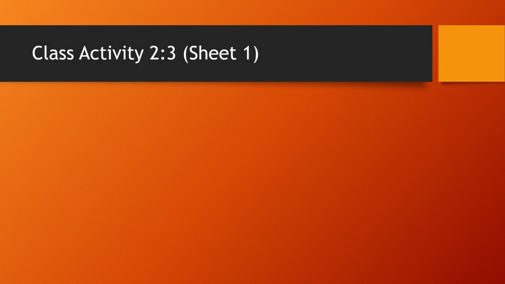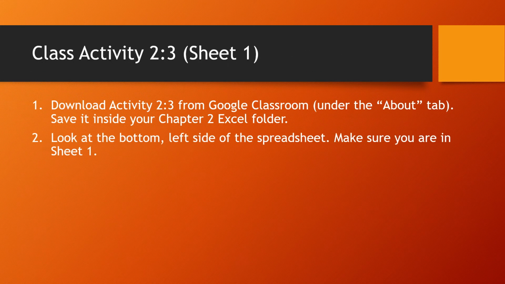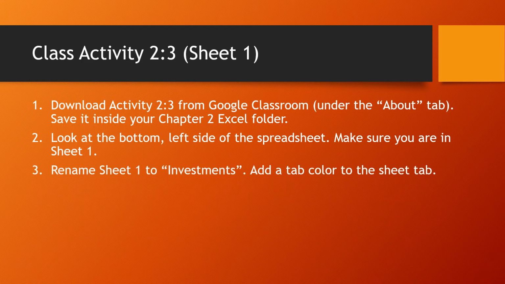Class Activity 2-3, Sheet 1. Download Activity 2-3 from Google Classroom under the About tab. Save it inside your Chapter 2 Excel folder. Look down at the bottom on the left side of the spreadsheet. Make sure you are in Sheet 1. Rename Sheet 1 to Investments. Add a tab color of your choosing to the Sheet tab.